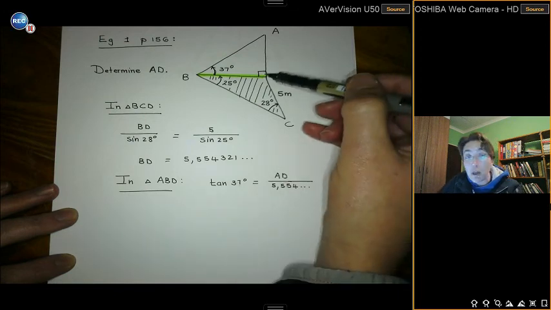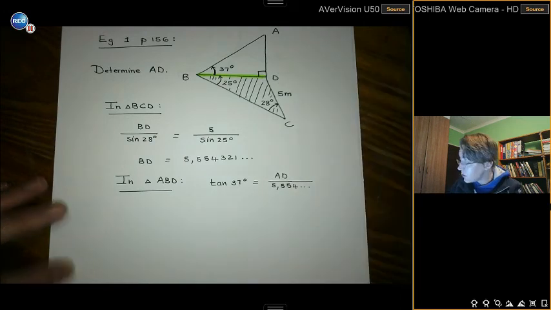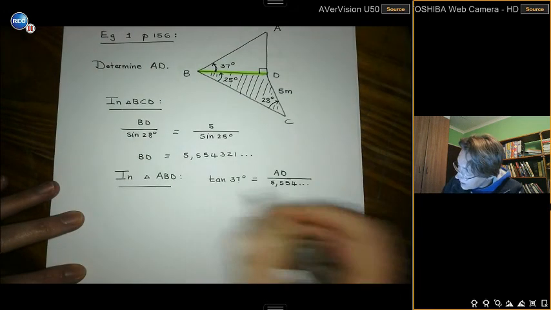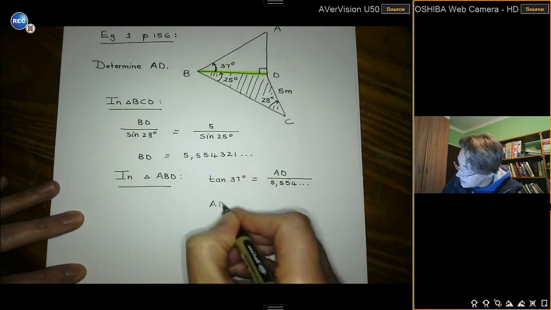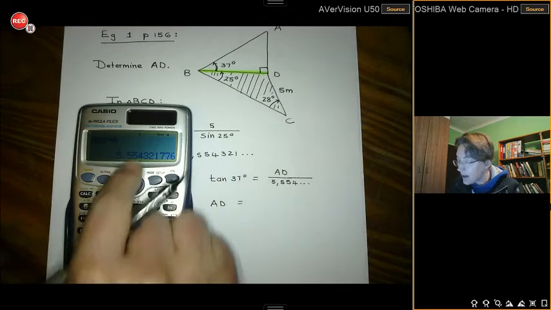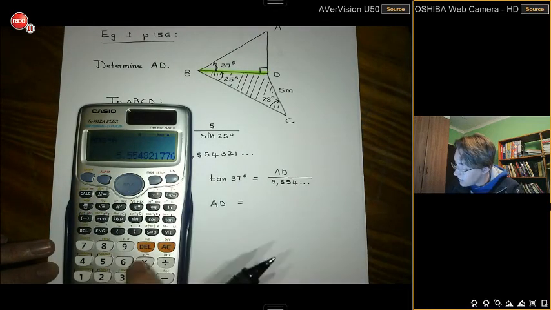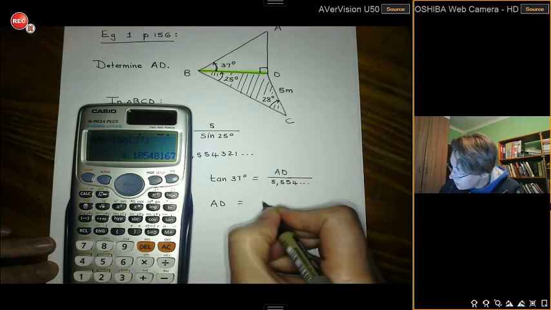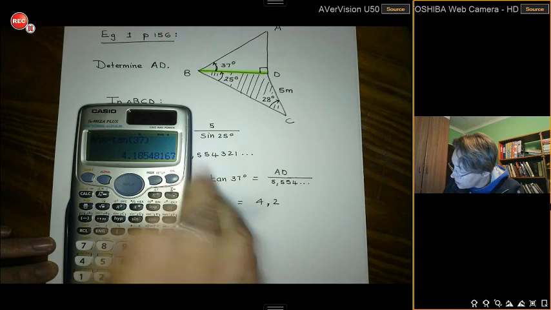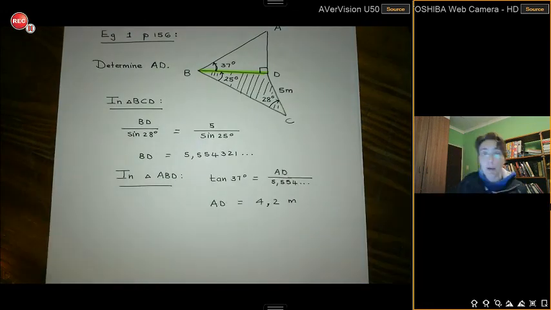And please remember, you're only allowed to use these ratios in a 90-degree triangle. So I can say AB is going to be equal to that times that. Luckily I still have it on my calculator screen, so I can just go that times the tan of 37. So that's going to be 4,2, and that's going to be in meters, rounded off correct to one decimal place.